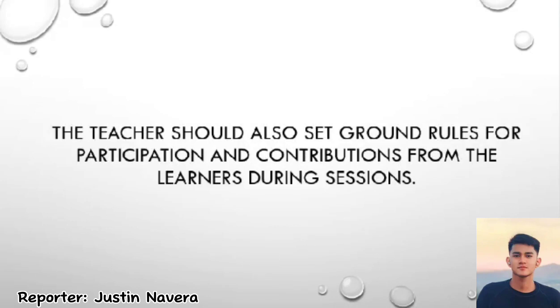The next is the teacher should also set ground rules for participation and contribution from the learners during the session. Developing ground rules sets an important foundation for how the team is expected to work together in order to accomplish its goal, and serves as a reminder of the values the team intends to uphold.